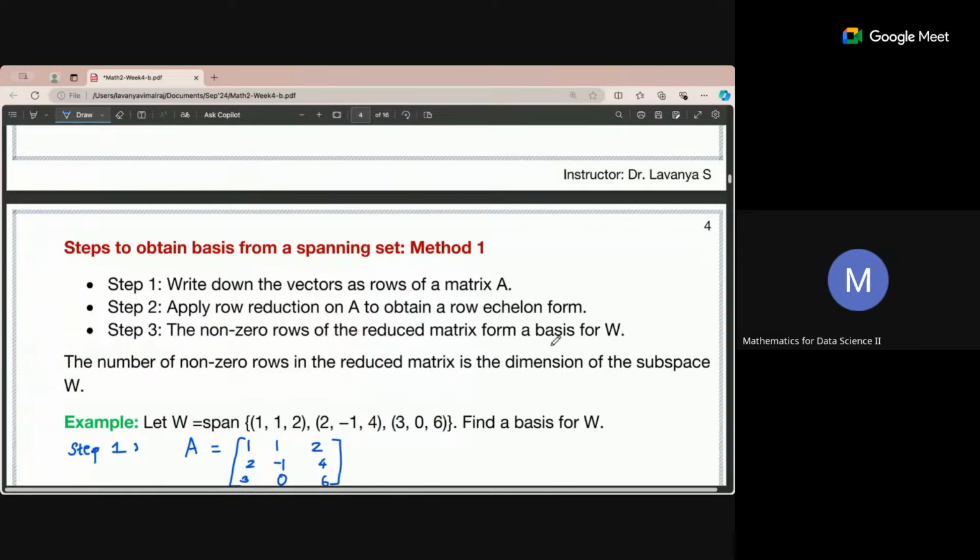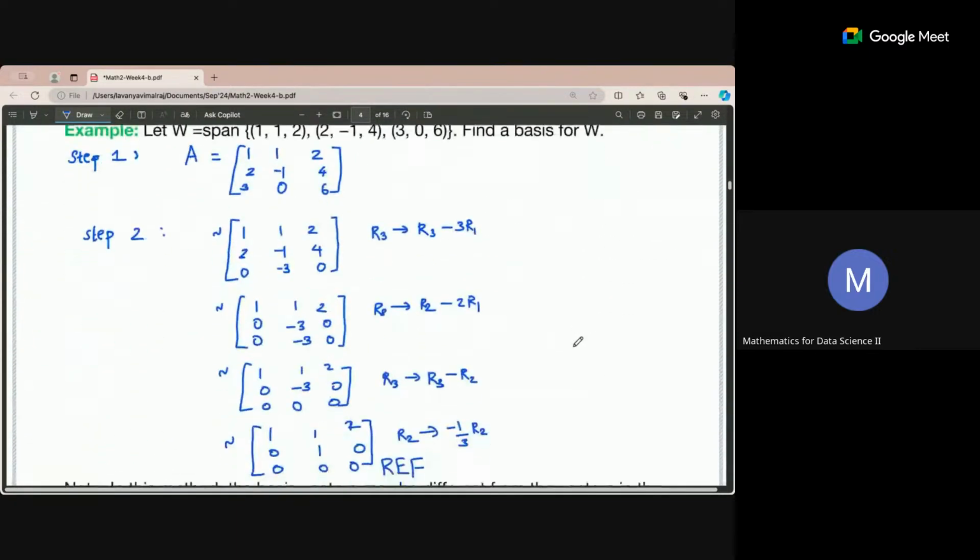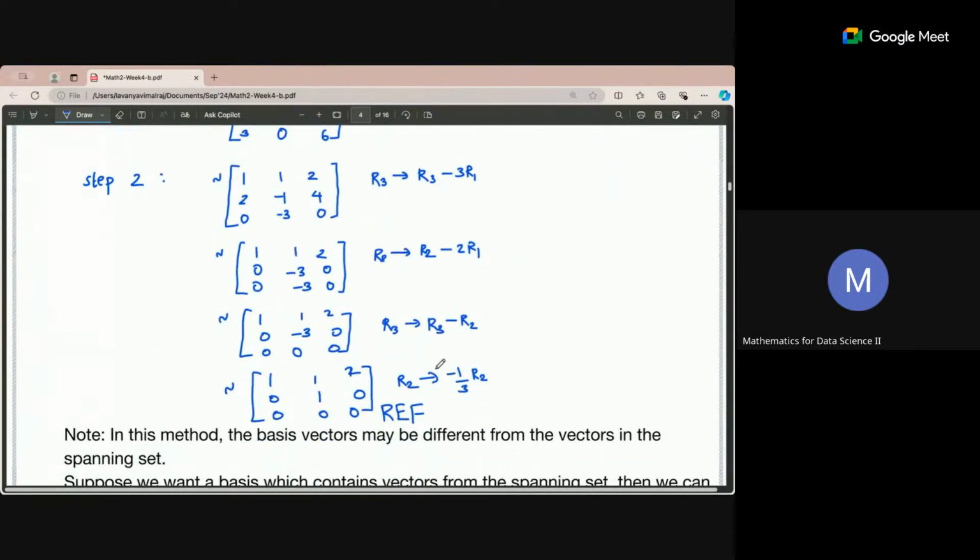The non-zero rows of the reduced matrix form a basis for W. So what are the non-zero rows? The first two rows. So B is equal to 1, 1, 2, 0, 1, 0. This forms a basis for W.